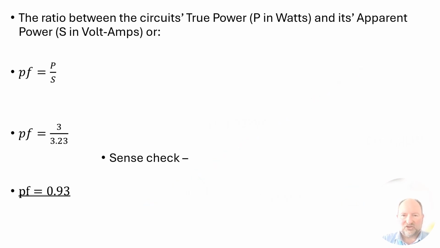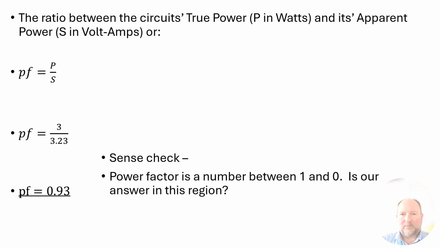Again, let's sense check it. Power factor has to be a number between 1 and 0. Is our answer in that region, between 1 and 0? Yes, it is. It's 0.93.